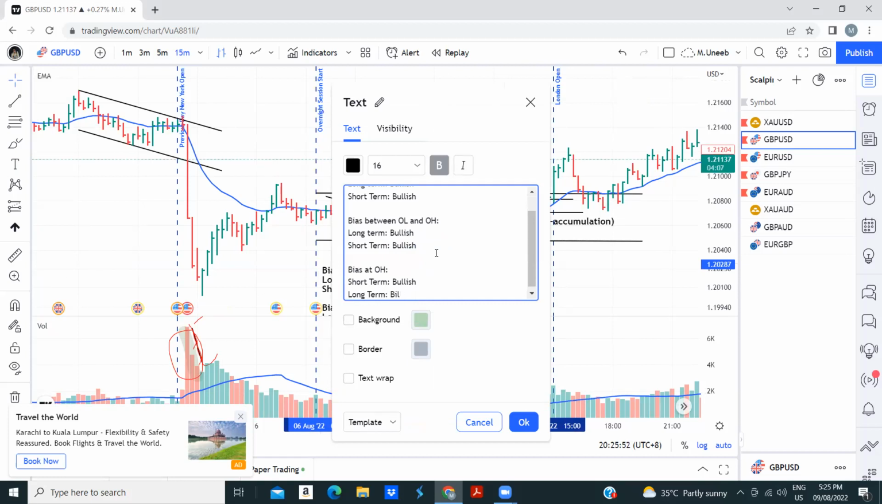Now, just tell me one thing here. You have determined all the bias. Now we have all stayed bullish. All of the short term, long term, both at the bias at overnight low, bias between overnight low and high, and bias at overnight high. Both short term and long term are bullish. What does it tell you? That we should only take bullish trades. Because there is no short term bearish bias, we should not take a bearish trade. Understand?